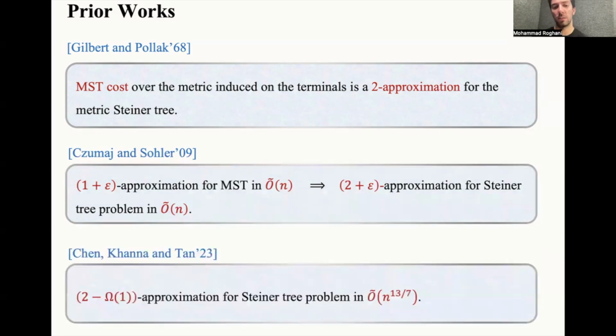Chen, Khanna, and Tan very recently proved that it's possible to break this two approximation barrier, and they give a slightly better than two approximation for the Steiner tree problem in n^(13/7) time.